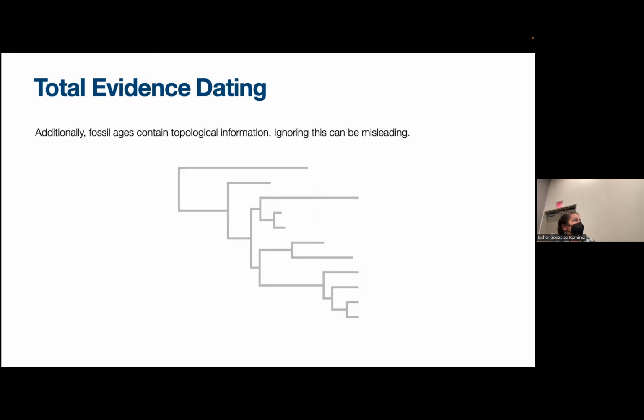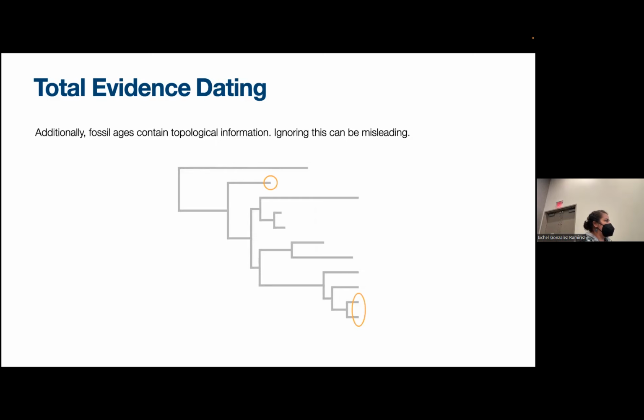Let's focus on a particular type of tip dating that is called total evidence dating, or TED. The fact that we use all the information we have: morphology, molecular, and fossils. One thing to keep in mind is that using total evidence dating can also help us resolve the phylogenies better.